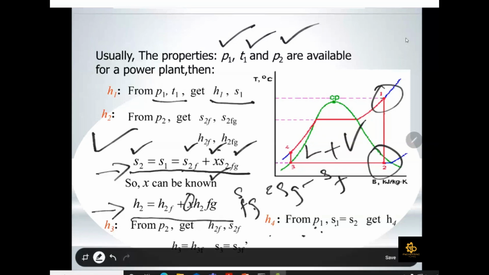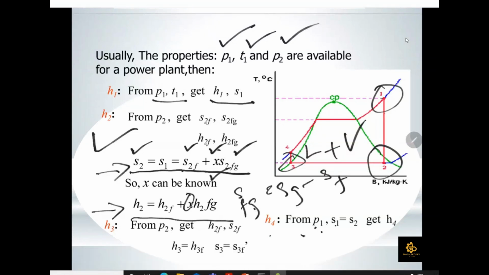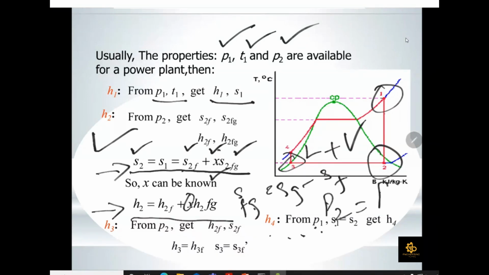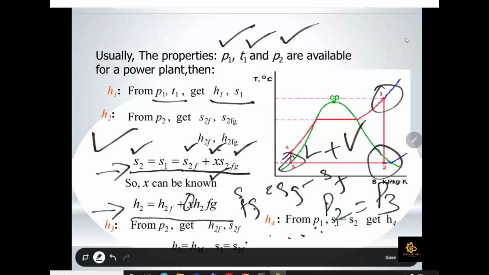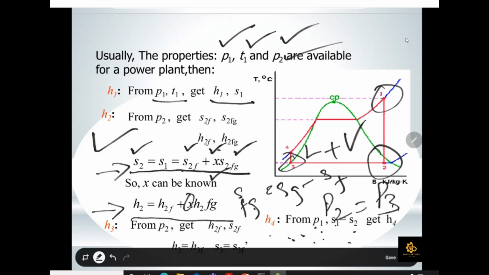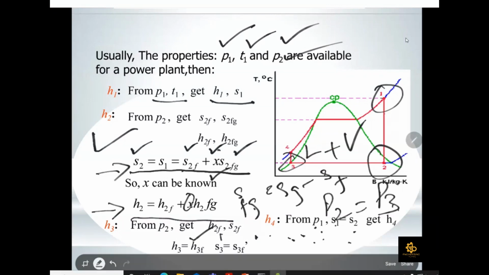Now coming towards state number 3. State number 3 is your saturated liquid point, and you already know that pressure at 2 is equal to pressure at 3 because this is the constant pressure heat rejection process. So if pressure 2 is given in the question, you can find out pressure 3 as well, because these are the same. Then you can again go to your saturated water tables and find the enthalpy value for the saturated liquid, that is hf and s3f.